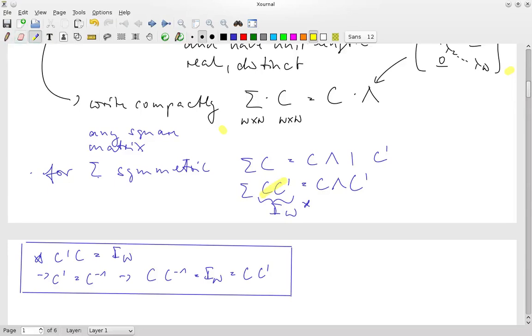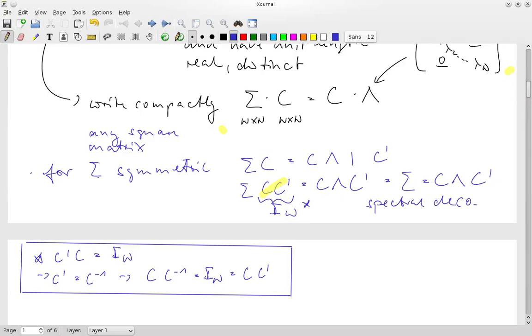So what we get is the important result that sigma can be represented as a function of its eigenvectors, its eigenvalues collected in this diagonal matrix, and its eigenvectors again. And we call this the spectral decomposition.